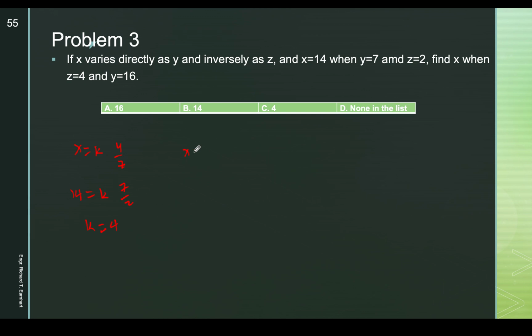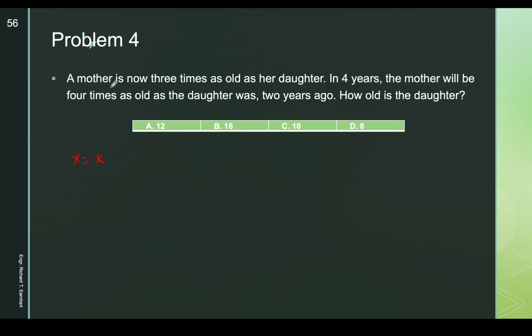What is the value of x when z is 4? So, k is 4, y is 16, z is 4. Therefore, x is 16. The answer is letter A.